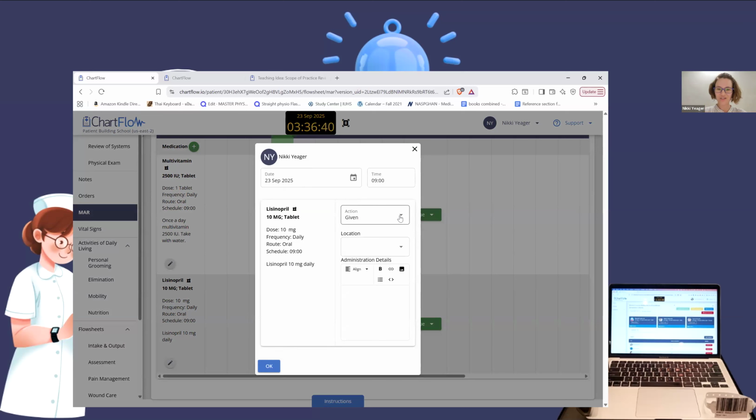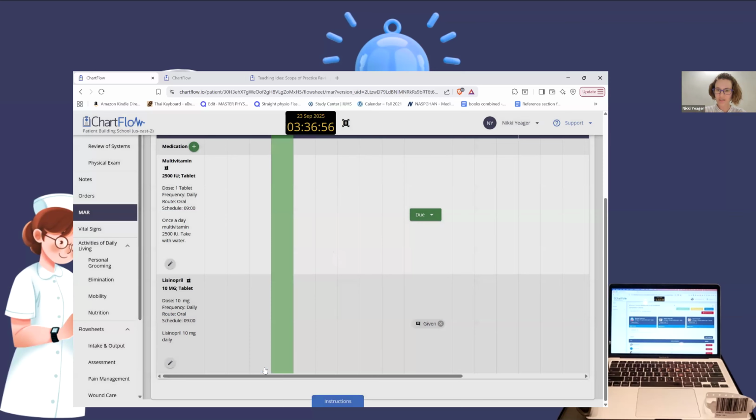So you always need to chart exactly what you did and only after you did it. That's something you want to make sure your students understand. So after you give the medication, as soon as you can, you want to go ahead and say in the chart that you've done it. That way there's proof. No one can question what you did. So we can see that it's given right here.